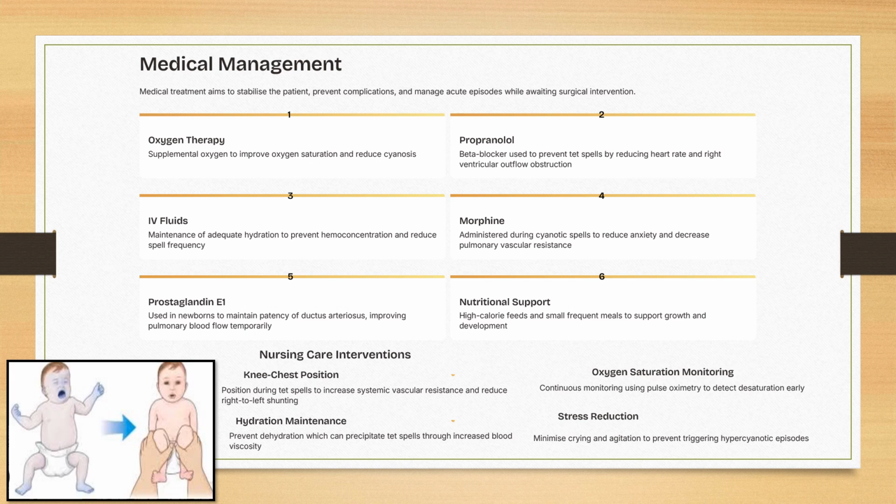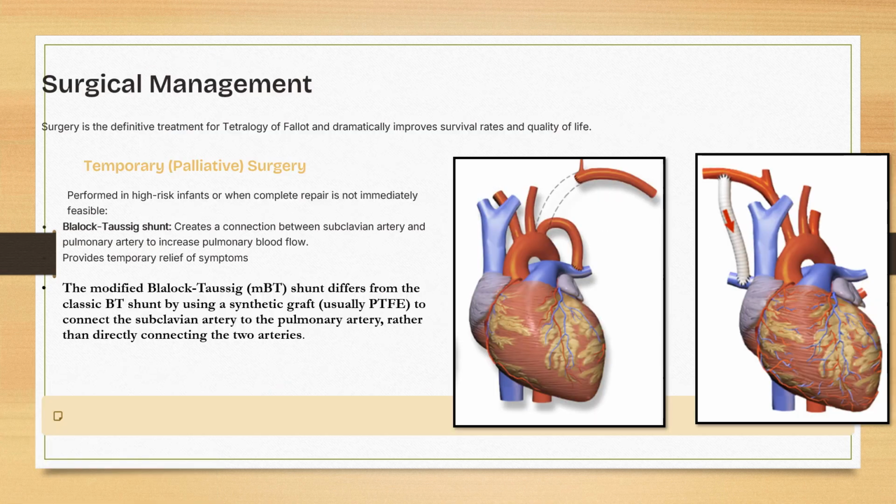And oxygen saturation should be monitored, hydration should be maintained properly, and stress reduction should be done. These are the important nursing interventions for the TOF children. Then, very interesting, the surgical management. There are two types of surgery we can do. One is temporary surgery, I mean palliative surgery. Anyway, we have to go for permanent surgery.